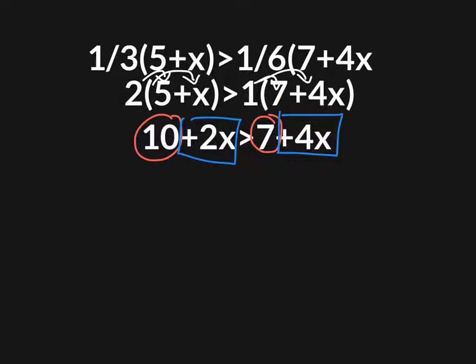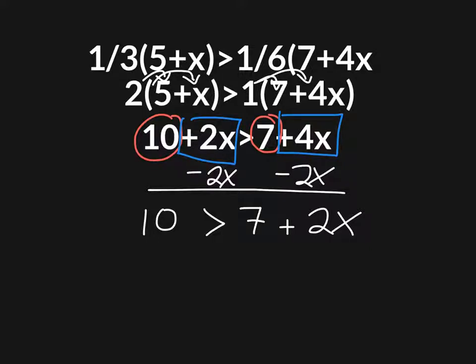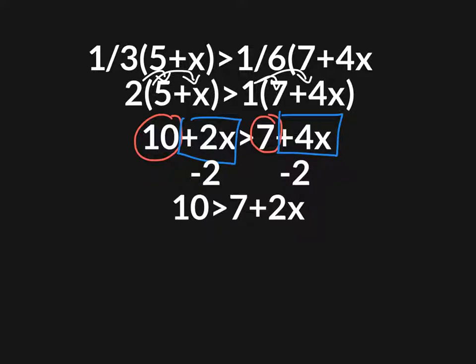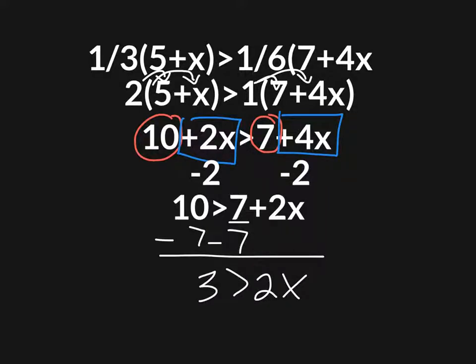The next step is to move the variable. So I'm going to subtract 2x from each side. That would give me 10 is greater than 7 plus 2x. The next step is to move the constant. So because 7 is a positive number, I'm going to subtract 7 to do the opposite. And I'm going to do that on each side. And that will get me 3 is greater than 2x.